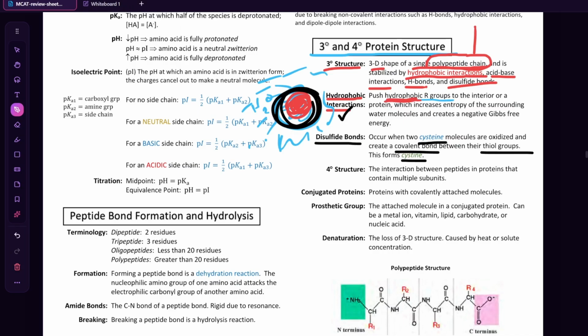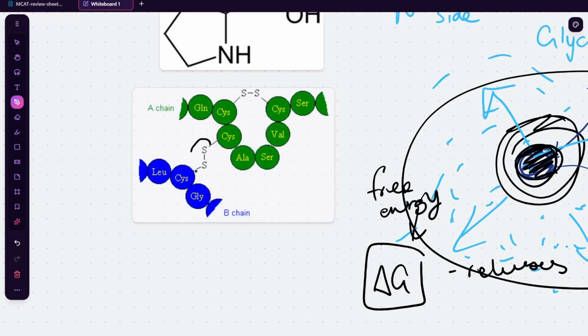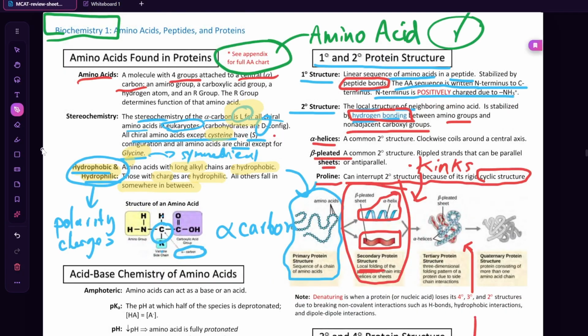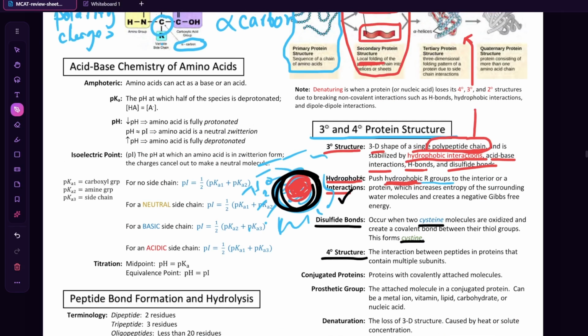So if we go and look at a disulfide bond, well, this picture is better. Sorry, I'm getting the picture up here. So if you have these two together, it's a disulfide bond. Di for two, and sulfide, these are two sulfides connected together, so disulfide bond. And when you connect two of these cysteines together, it forms cystine, whereas this is cysteine. Okay, and then for quaternary structure, this is the interaction between peptides and proteins that contain multiple subunits.